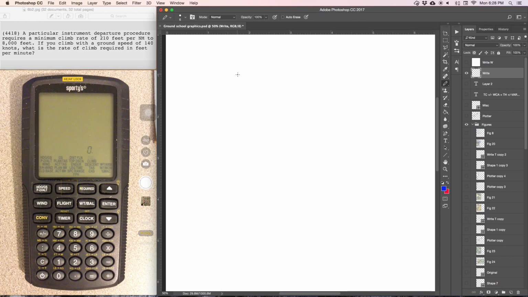Here's another climb rate question. So again, remember, you have to determine if they're asking for climb per nautical mile, or if they're asking for a climb in feet per minute. If they're asking for climb per nautical mile, you generally read this directly off the chart, whereas if they're asking for feet per minute, you generally have to do a conversion.